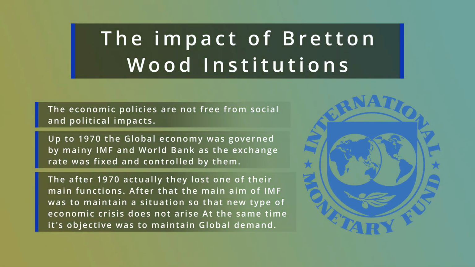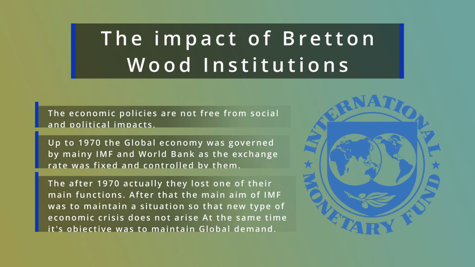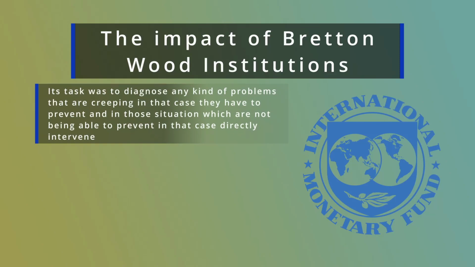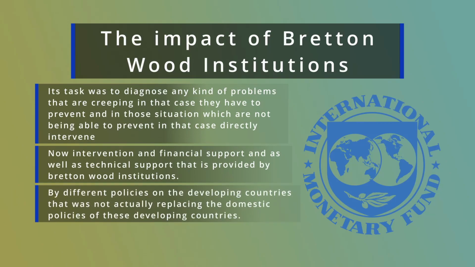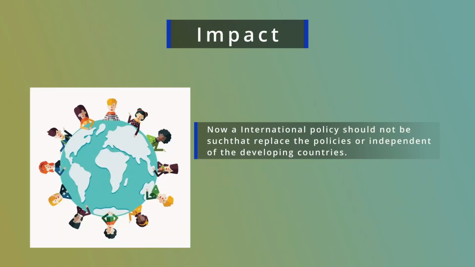At the same time, its objective was to maintain global demand. And its task was to diagnose any kind of problems that are creeping in. They have to prevent them, and in those situations where they are not able to prevent, directly intervene. Now, the intervention, financial support, and technical support provided by these Bretton Woods institutions through different policies to the developing countries was not actually replacing the domestic policies of these developing countries. Now, an international policy should not be such that it replaces the policies or independence of the developing countries.